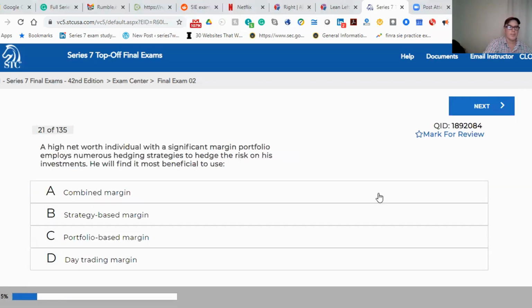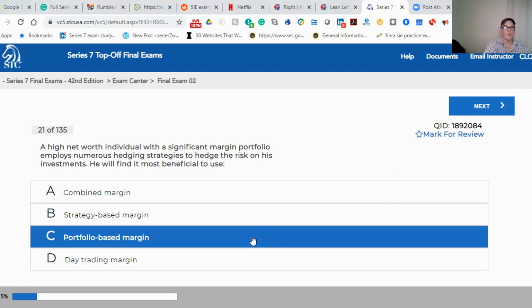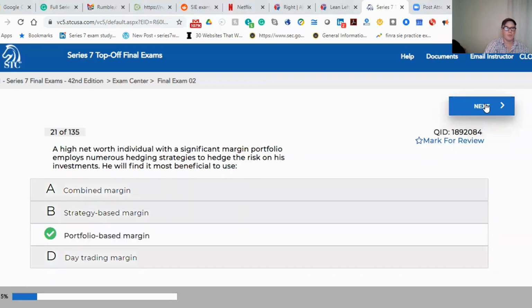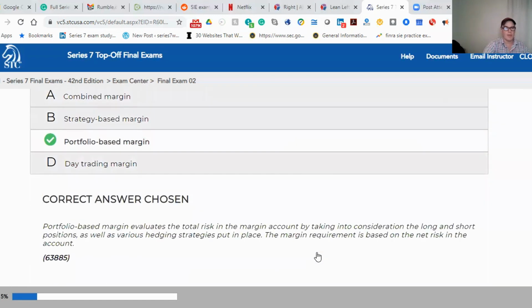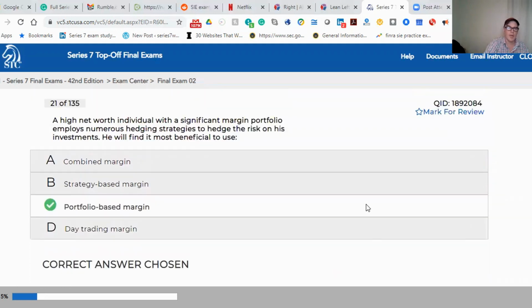Boom, love it. Okay. A high net worth individual with a significant margin portfolio employs numerous hedging strategies to hedge the risk on his investments. He will find it most beneficial to use. I always get this one wrong because I flip them. It's not combined. It's not day trading. It's either strategy or portfolio. I'm going to say portfolio just for the hell of it. See if I'm wrong. Oh, I got it right. So we go down here. We read it. Portfolio-based margin evaluates the risk considering long and short positions, as well as various hedging requirements. Okay, good.